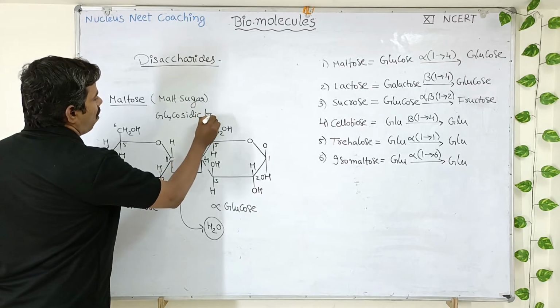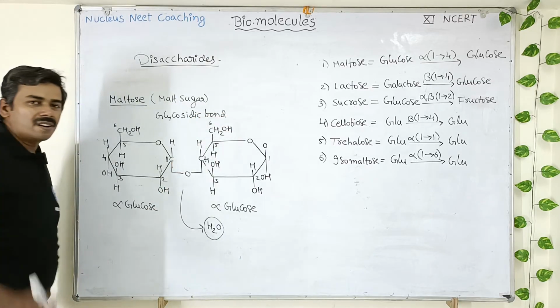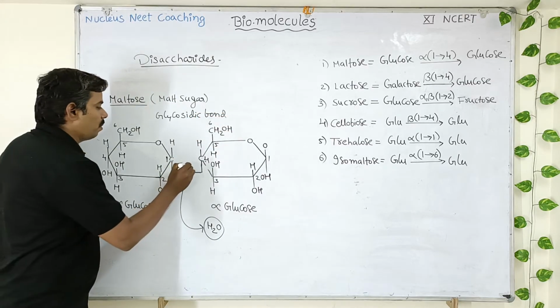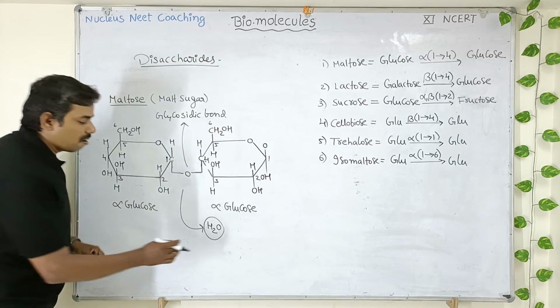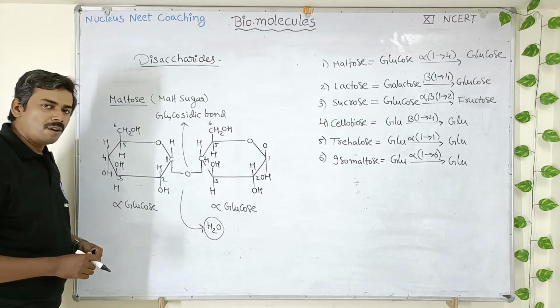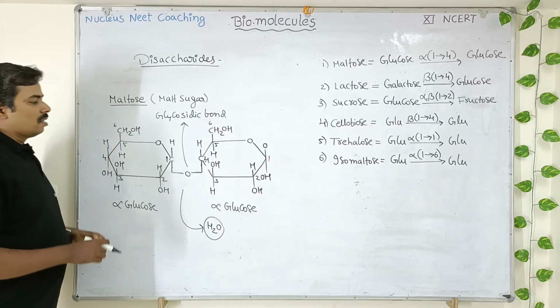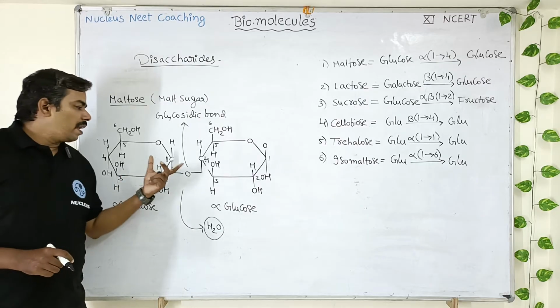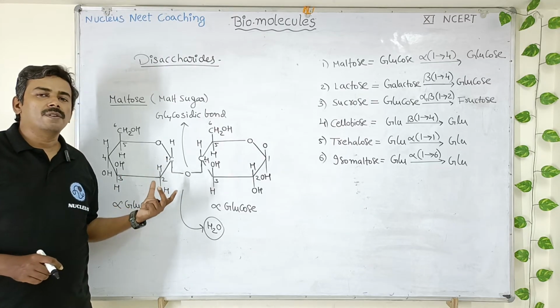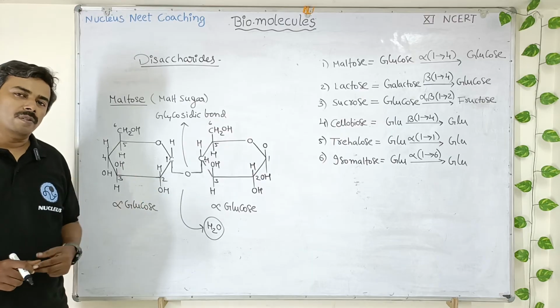Glycosidic bond. Understood now, students? So this bond, we are calling it as glycosidic bond. It always involves removal of water molecule. Okay. So I will ask you a simple question. If you want to break this maltose molecule, you should break which bond?